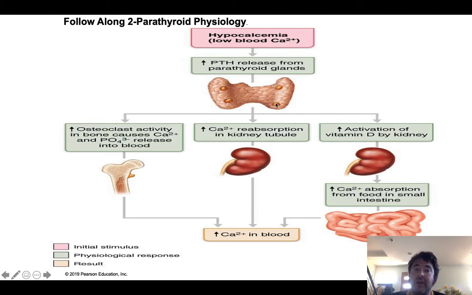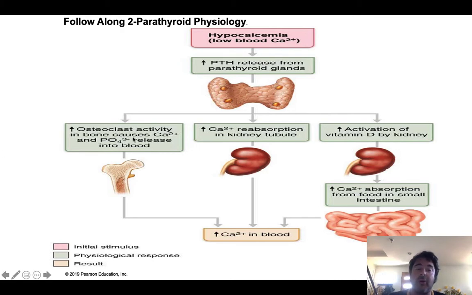And it releases an effector called parathyroid hormone. Now, parathyroid hormone has three primary targets. Primary target number one I want you to be familiar with is a type of cell in the bone called an osteoclast. Osteoclasts are responsible for carrying out a process called bone resorption, which is the breakdown of bone.